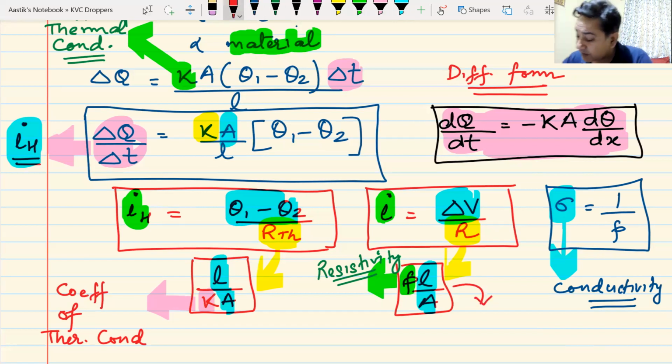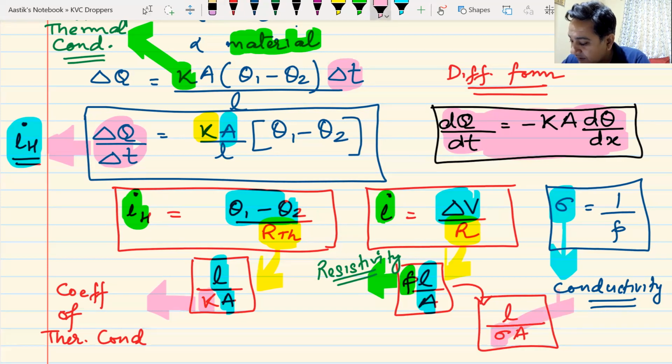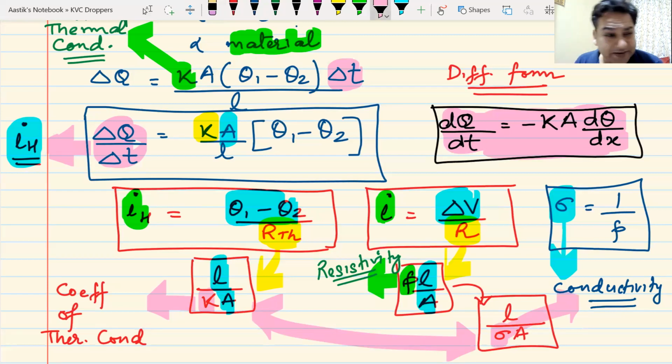Now, in light of this information that we already have, I can write this equation in this form. I can write it as L divided by sigma A, where this sigma gentleman is your electrical conductivity. And now if you compare, these two equations are exactly the same. Yes or no? L divided by KA, thermal conductivity; L divided by sigma A, electrical conductivity. That means that we are dealing with the same thing. Do we understand this? We are dealing with the same thing here.